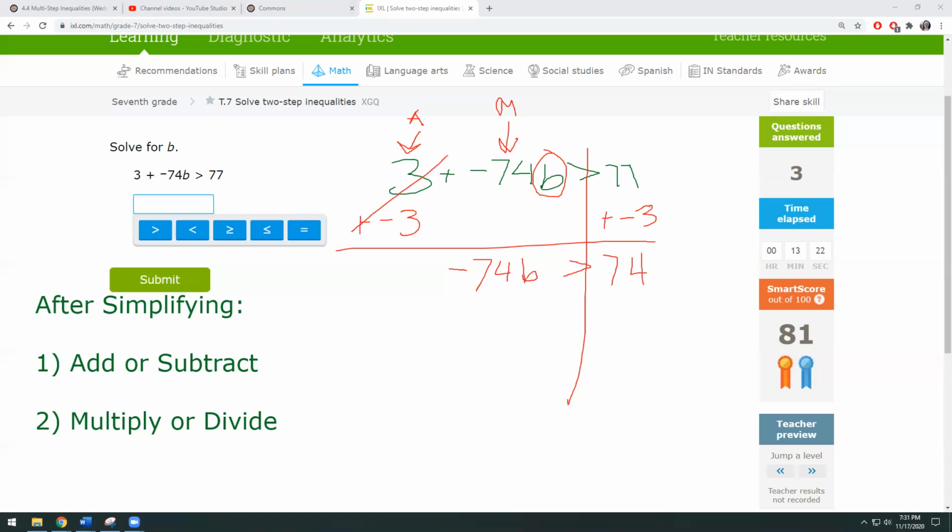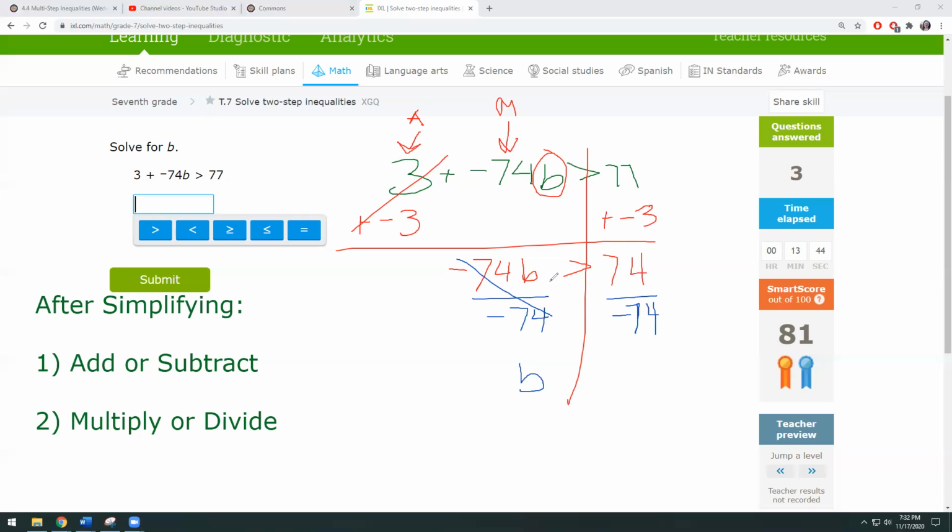Now I have to get rid of my multiplication. In order to get rid of the multiplication, I have to do division. So I'm dividing on both sides. And I want to get rid of that negative 74. So that's what I'm writing underneath. I know that makes that go away and leaves us with just our b.